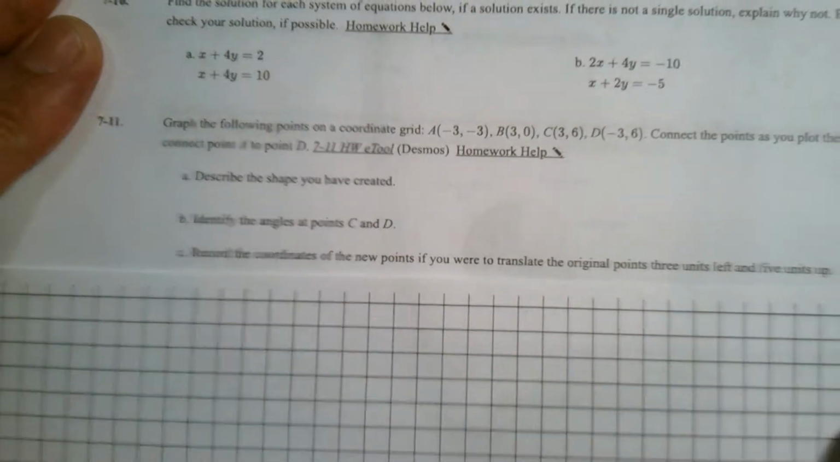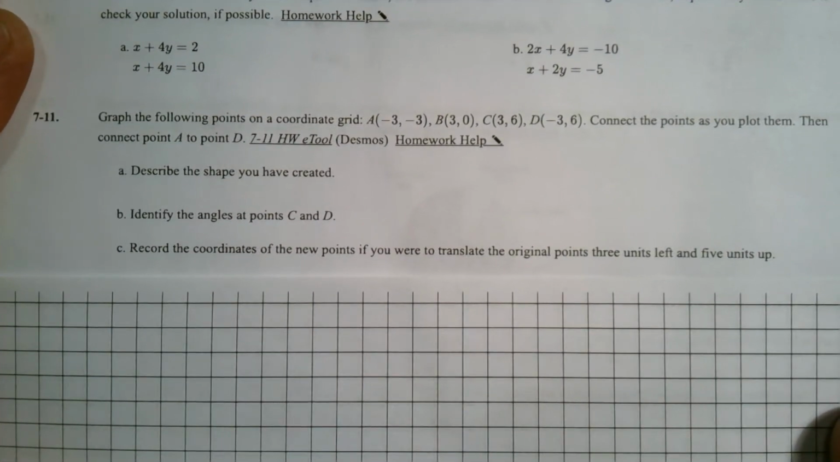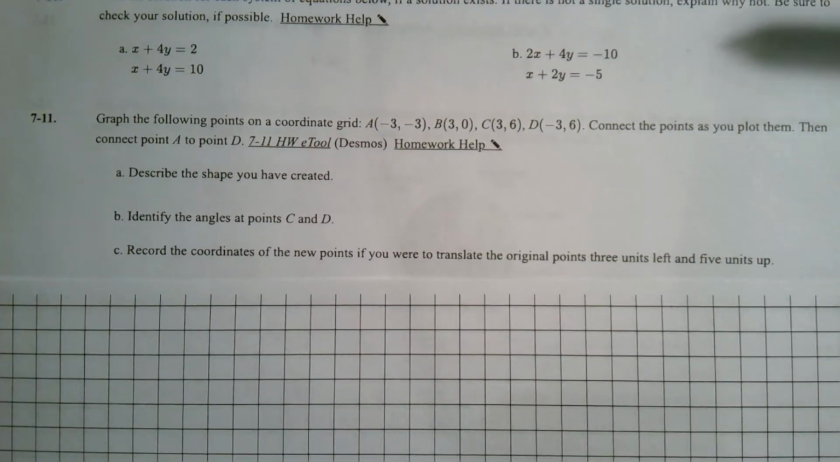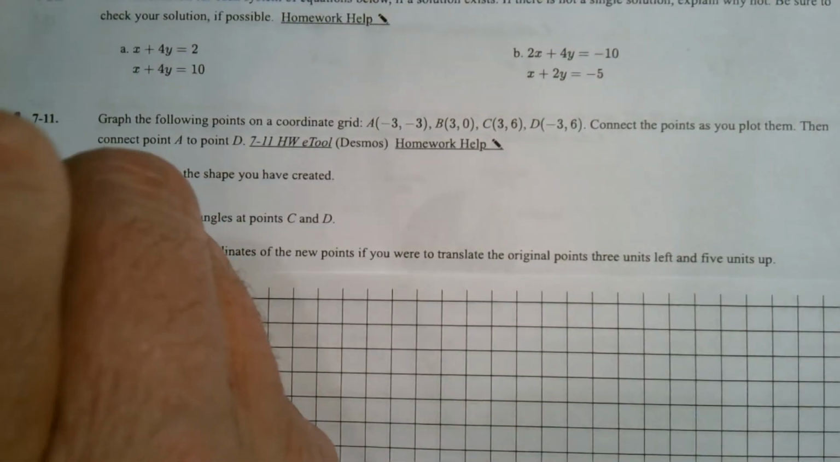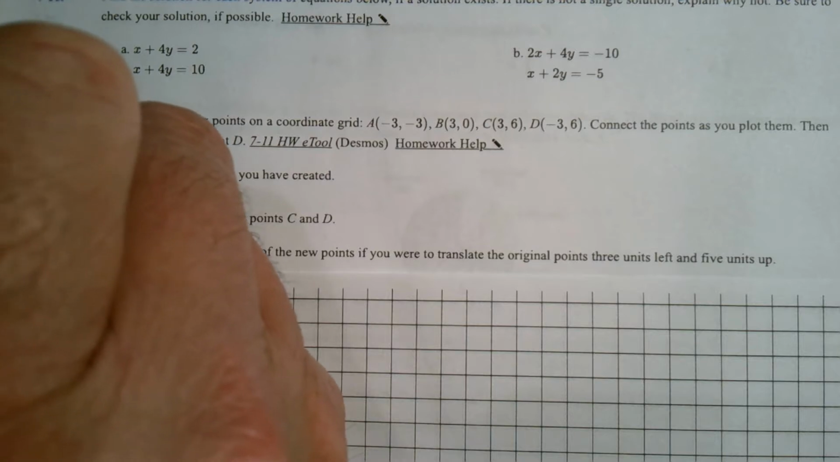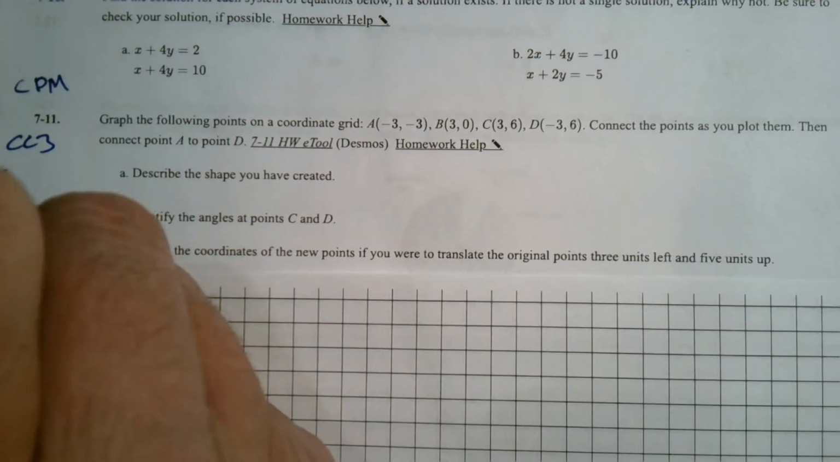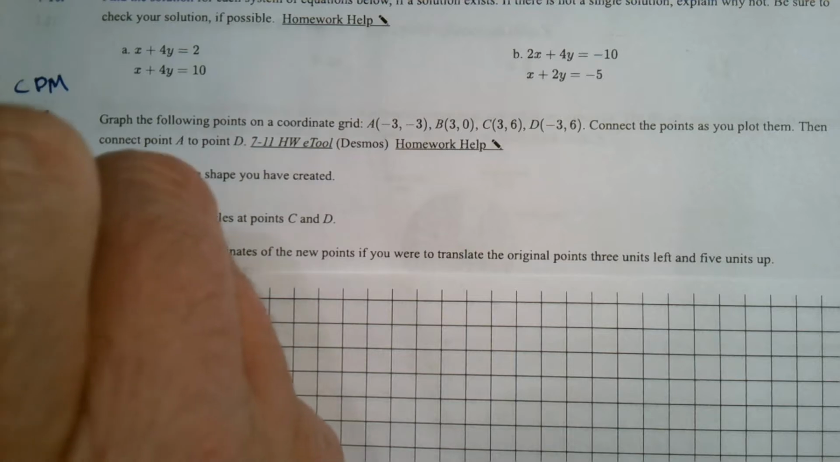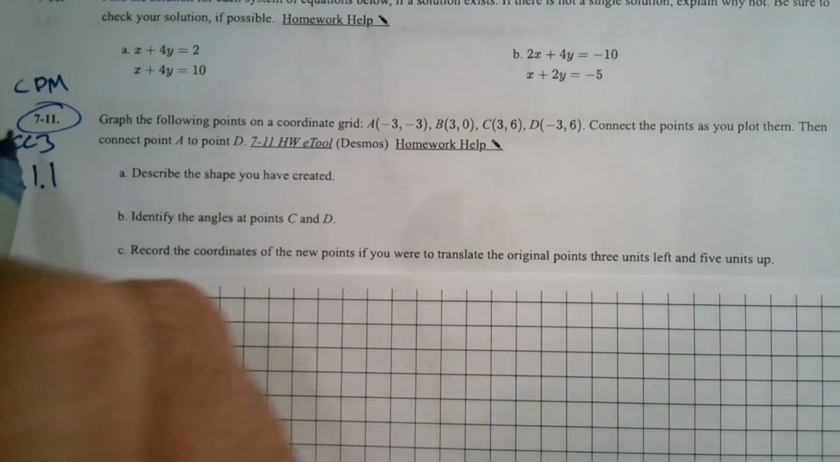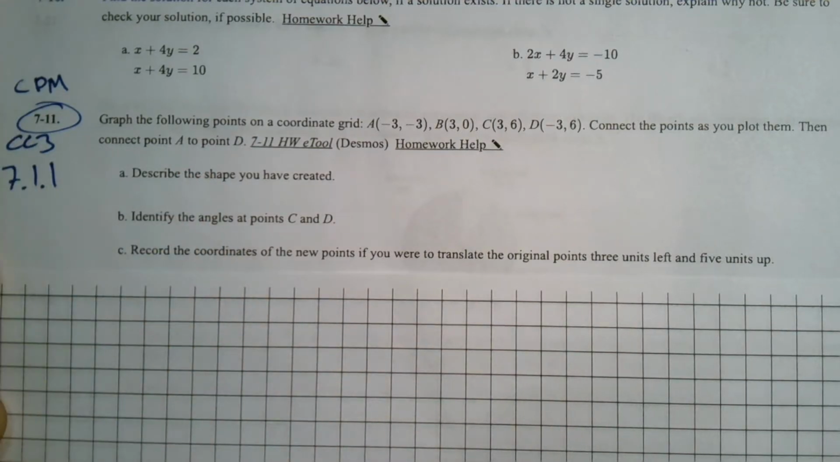We are exploring a problem where you have to do some graphing of coordinates, and then from that describe the shape that you've created when you connect the dots, and then identify some angle measurements, as well as also do a translation based on the shape you have. So this problem is specifically coming from CPM, and this is course 3, CC3 section 7.1.1, and it is one of the review preview questions 7-11.